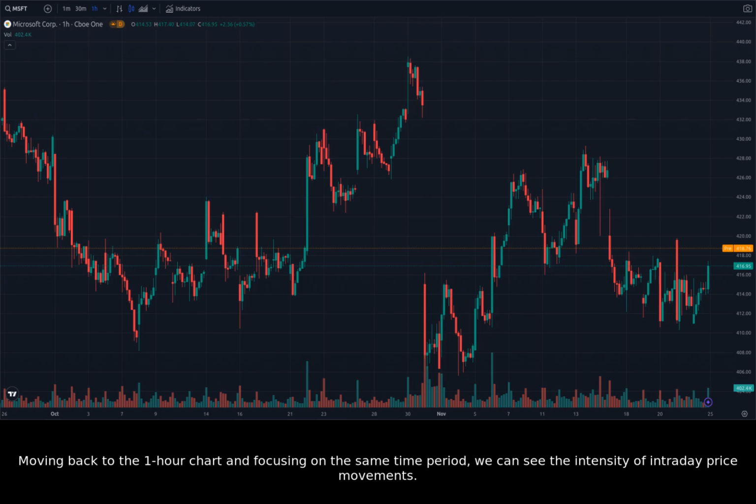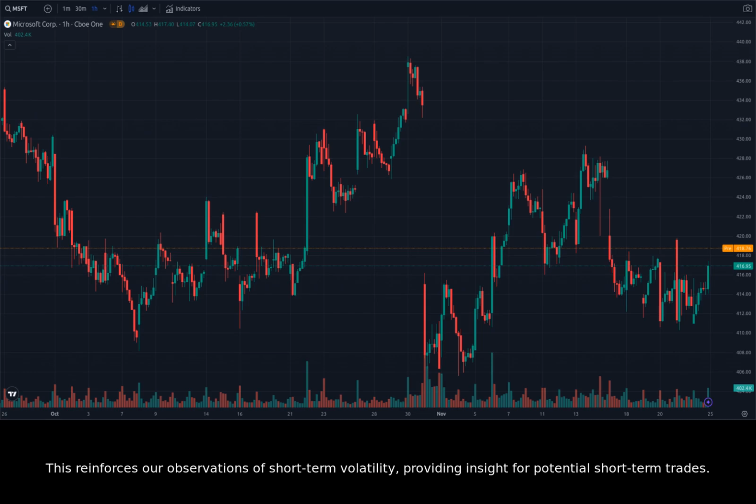Moving back to the 1-hour chart and focusing on the same time period, we can see the intensity of intraday price movements. This reinforces our observations of short-term volatility, providing insight for potential short-term trades.